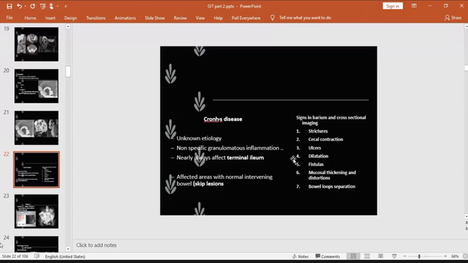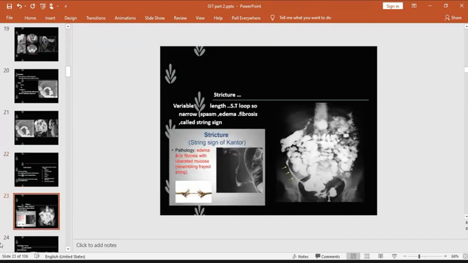Crohn's disease is an inflammatory disease of non-specific etiology, also non-specific granulomatous inflammation, nearly always affecting the terminal ileum. So it has a predilection for the terminal ileum. Affected areas with intervening normal areas. So one of the characteristics of Crohn's disease is its skip lesions. We have normal and abnormal areas. Imaging findings are stricture, cecal contraction as a result of adhesions, ulcers, dilatation, fistula, and mucosal thickening and distortion, in addition to bowel loop separation by an inflammatory process.